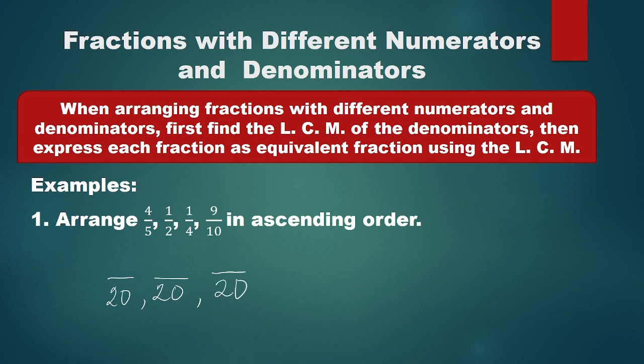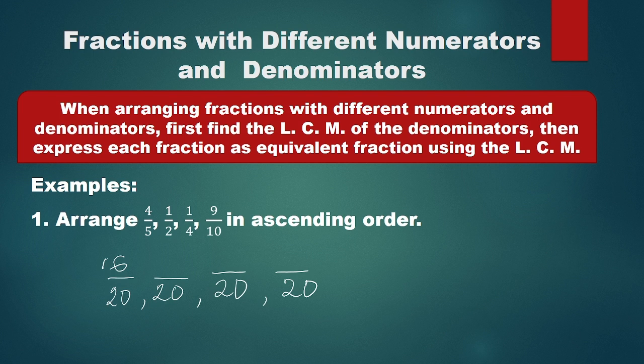So I have rewritten the four fractions with a denominator of 20. Now, what can I multiply by 5 to get 20? That's 4. So I will multiply the numerator as well by 4, and that will give me 16. What would I multiply by 2 to get 20? That's 10. I will multiply the numerator as well by 10.